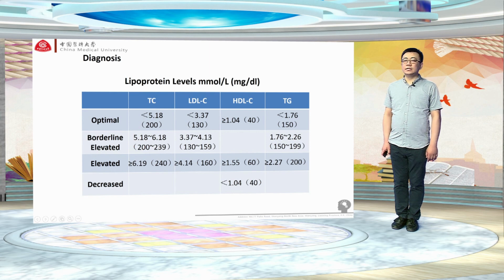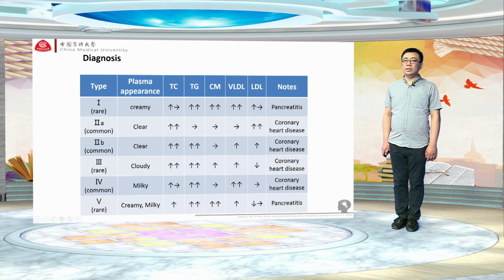For elevated and decreased high-density lipoprotein cholesterol, because we all know high-density lipoprotein cholesterol is the good cholesterol, if it is below 1.04, it means this patient is suffering from dyslipidemia. And we have 6 types of dyslipidemia.